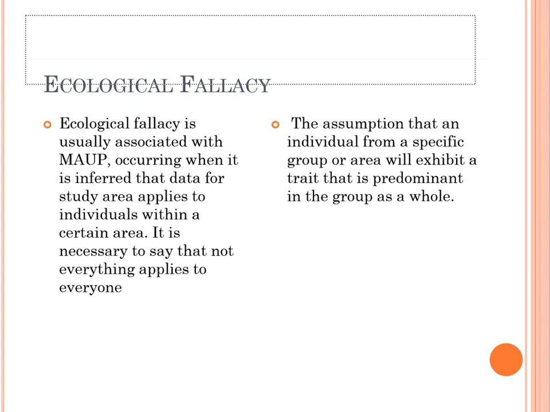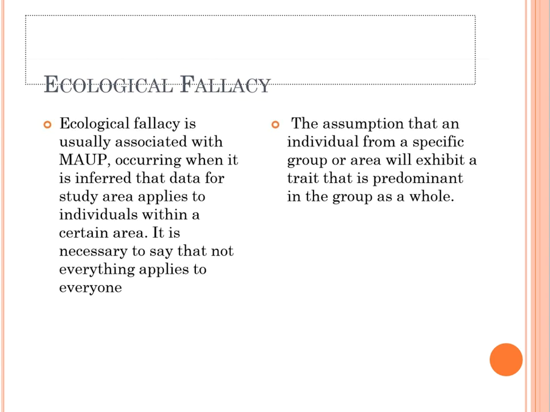Ecological fallacy is usually associated with MAUP, occurring when it is inferred that data for a study area applies to individuals within a certain area. It is necessary to say that not everything applies to everyone. It is the assumption that an individual from a specific group or area will exhibit a trait that is predominant in the group as a whole.